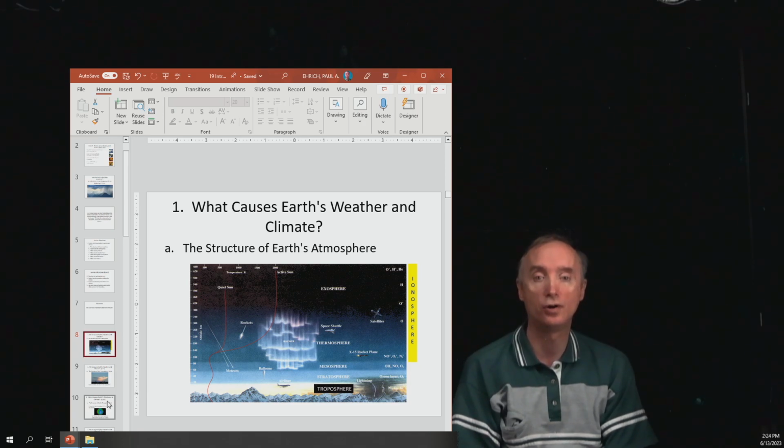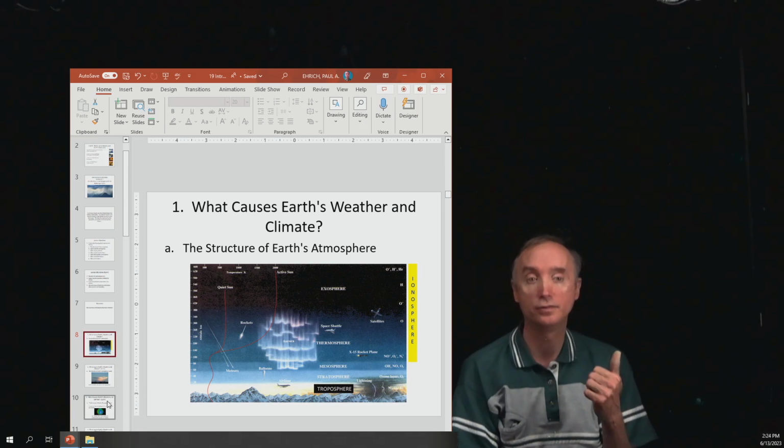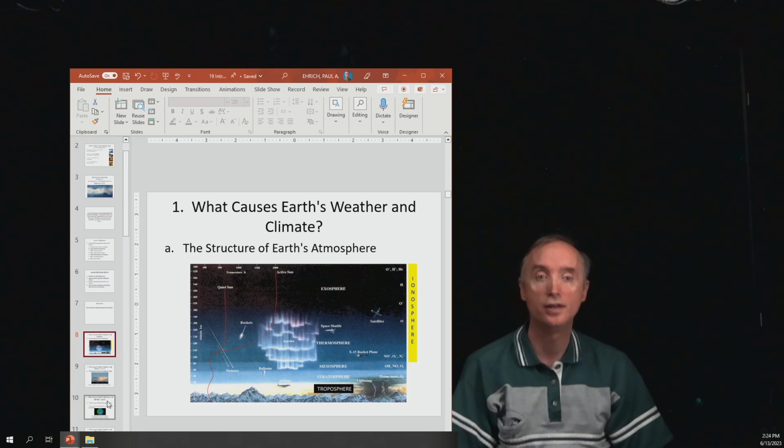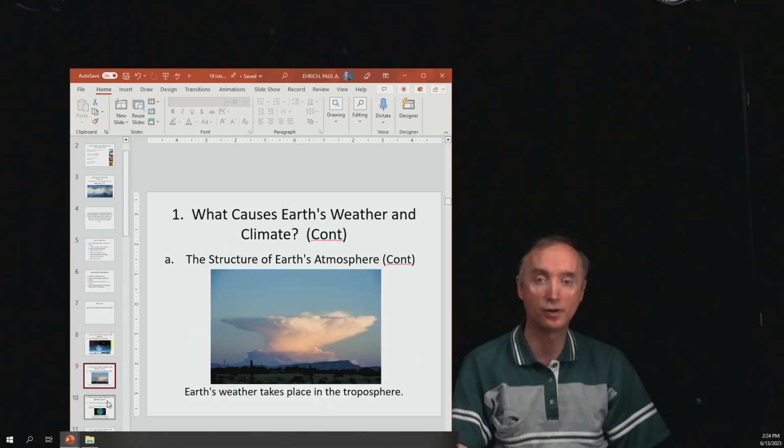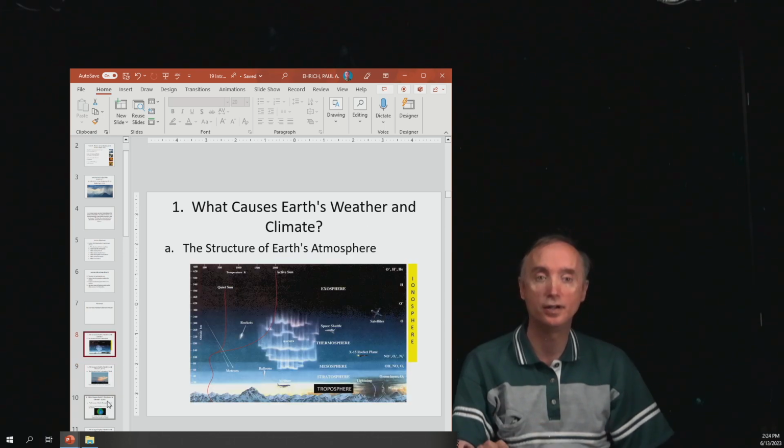You've got to know three different layers of the Earth's atmosphere. So you need to know the troposphere. The troposphere is going to be the lowest level of the Earth's atmosphere. That's where the weather takes place. So if you see clouds in the sky, they're in the troposphere. Okay, the next layer that you need to know about is the stratosphere.